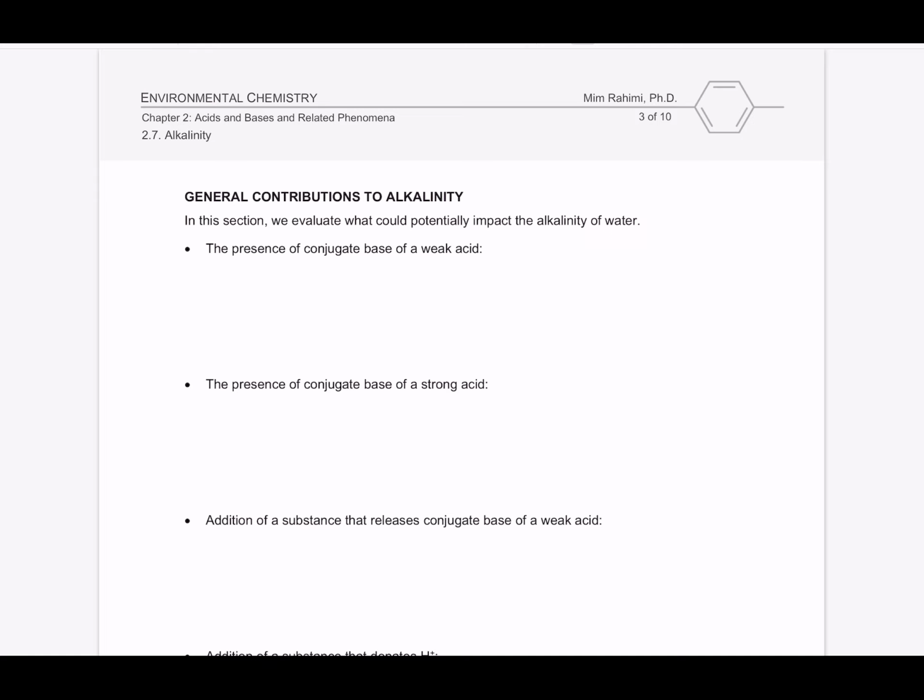So let's say we have a conjugate base of a weak acid, let's say bicarbonate, in that water. Does it impact alkalinity? So if you have more bicarbonate, generally speaking, can you say you have more alkalinity or less?